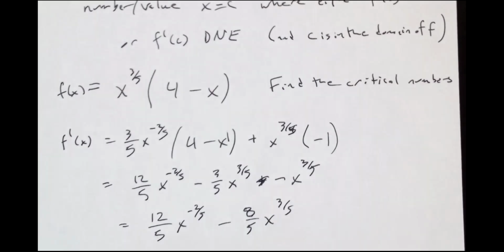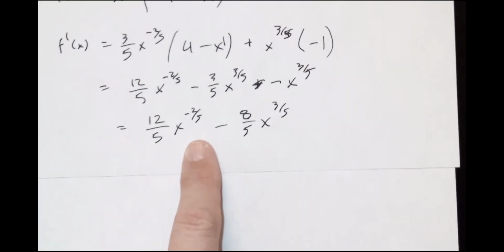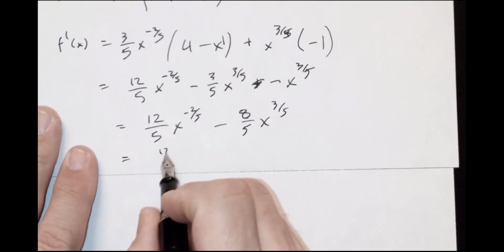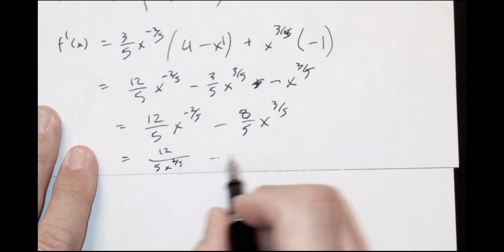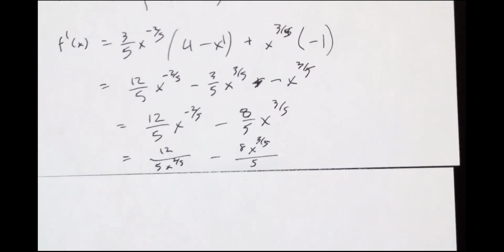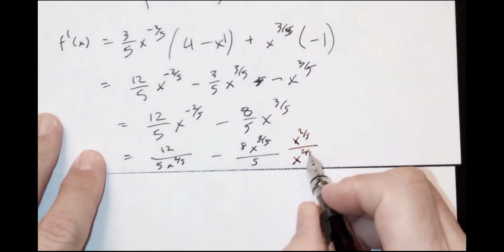I don't like having negative powers and positive powers together. I'm going to rewrite this. Where does that go with a negative power? To the bottom. 12 over 5x to the 2/5 minus 8. The x here is on the top. I've got two fractions. I'm subtracting them. What do I need? So I need an x to the 2/5 here, right? That'll make that a common denominator. But the only thing I'm allowed to multiply by is 1. So it's going to be x to the 2/5 over x to the 2/5.